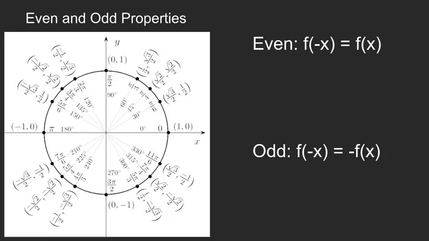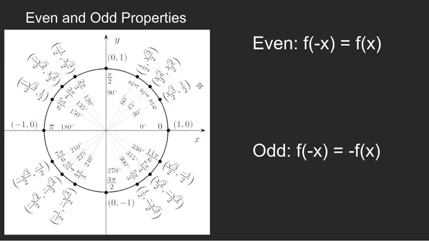In this video, we're going to discuss the even and odd properties of trigonometric functions. Okay, so an even function is defined as a function in which f of negative x is equal to f of x, or the y value at negative x is the same as the y value at x. And an odd function is defined as one in which f of negative x is equal to negative f of x, or the y value at negative x is equal to the negative y value at x. So now let's look at these properties and apply them to trigonometric functions.